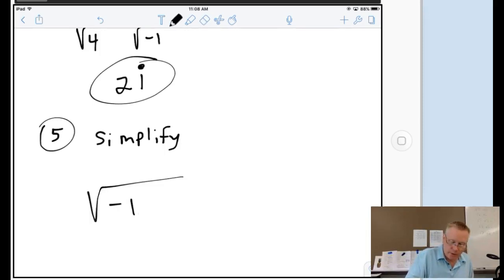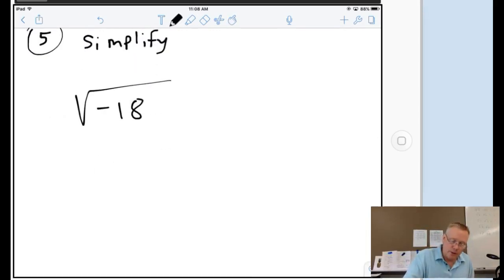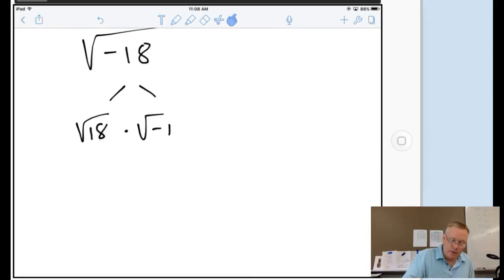Suppose I had the square root of -18. So I got two jobs. I need to break up this 18 here. So I'm going to take the 18 and the -1. I'll get that -1 out of there, and right away I know that the square root of -1 is i. So that's done.